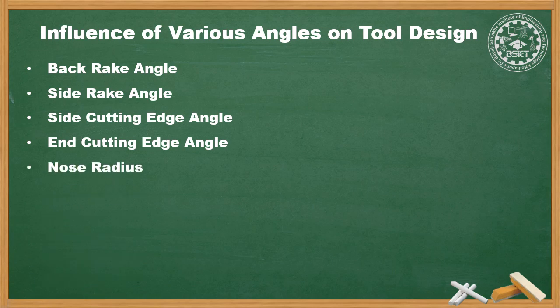And last is nose radius. Nose radius is provided to increase the strength of tip of the tool. It is also provided so as to increase the surface finish. If the radius is more, the surface finish will be good, but due to large nose radius, there will be more contact between tool and the workpiece, which in turn will increase the friction and increase the power consumption, which again will increase the vibration and chatter of workpiece will occur.